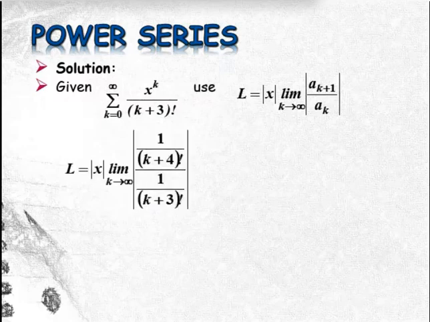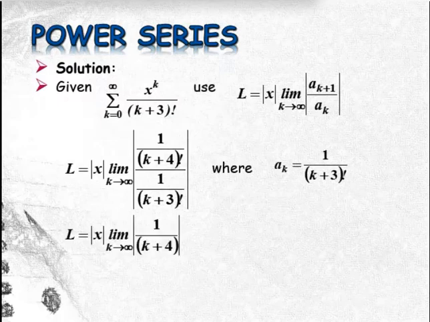So, L is equivalent to the absolute value of x times the limit as k approaches infinity of 1 over k plus 4 factorial divided by 1 over k plus 3 factorial. So how do we simplify this complex expression? So we reciprocate the denominator, ending up with k plus 3 factorial over k plus 4 factorial. And then we simplify the expression, and we will end up with L equals the absolute value of x times the limit of 1 over k plus 4 as k approaches infinity.